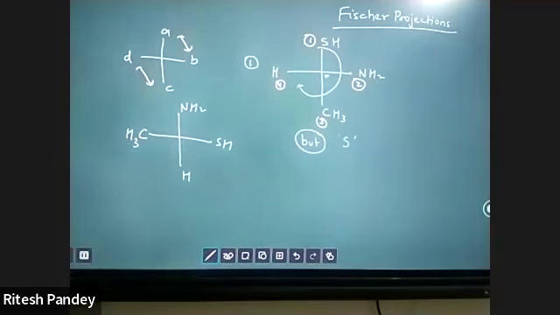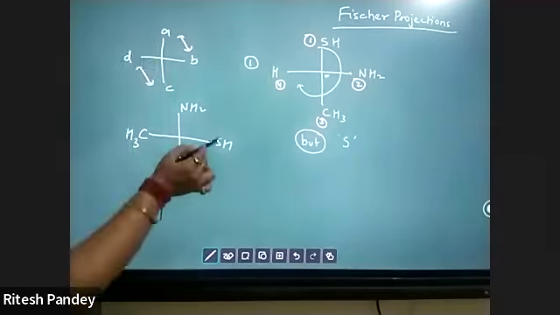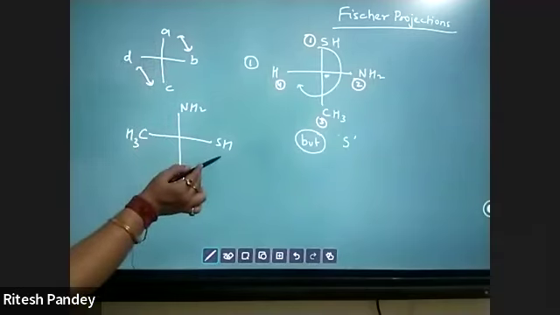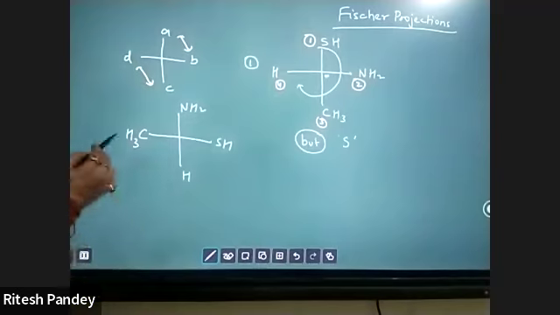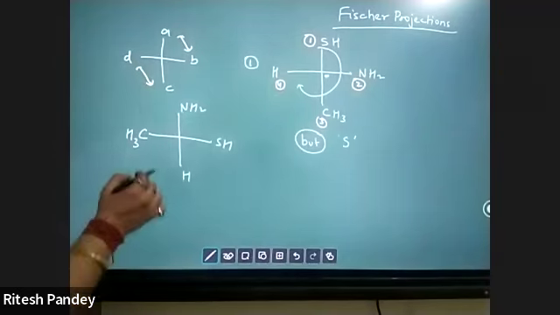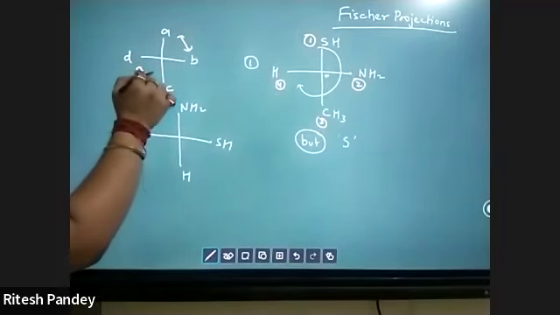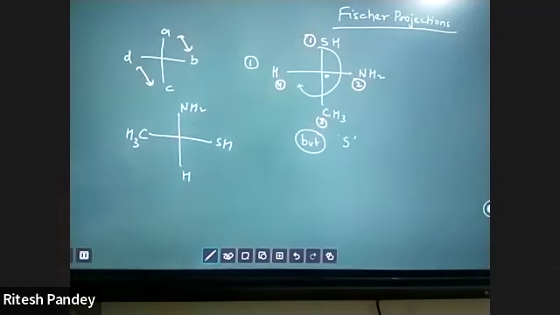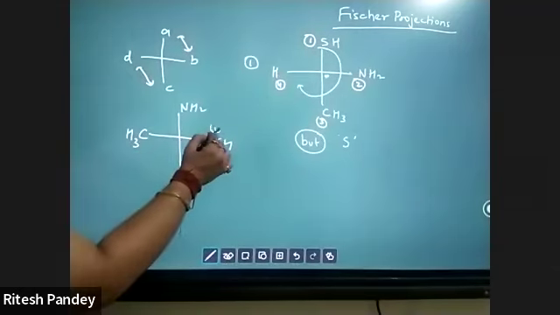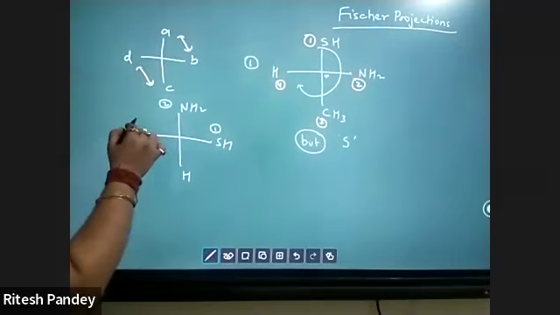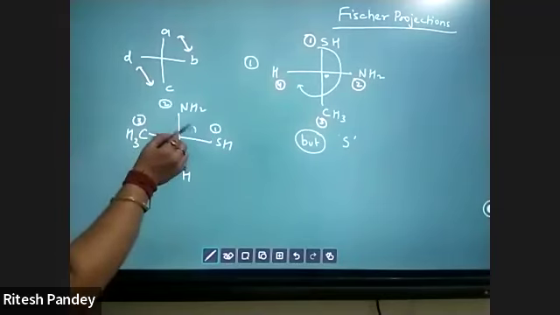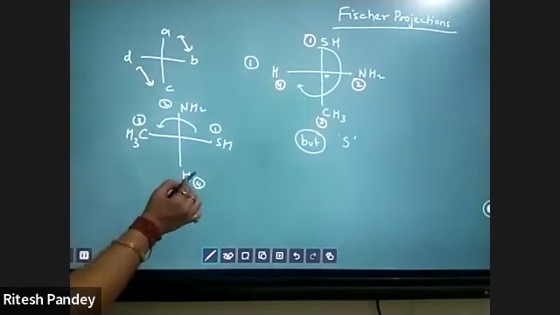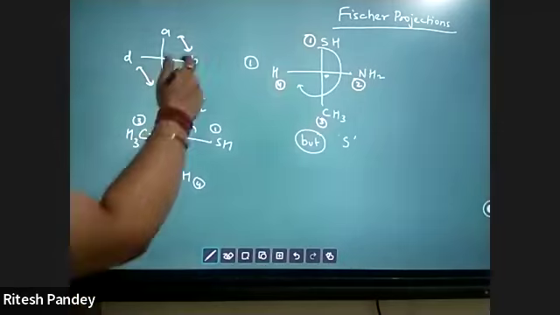Please respond with a yes or no. I have interchanged SH and NH2. So SH has come here, NH2 has gone up, and hydrogen and methyl have exchanged their relative positions. What I need to confirm is if this is allowed, the two should have the same nomenclature. Now I'll quickly check it. 1, 2, 3. Now this is anti-clockwise and this 4 is along the vertical. So this would be S. This is confirmed, this is allowed.